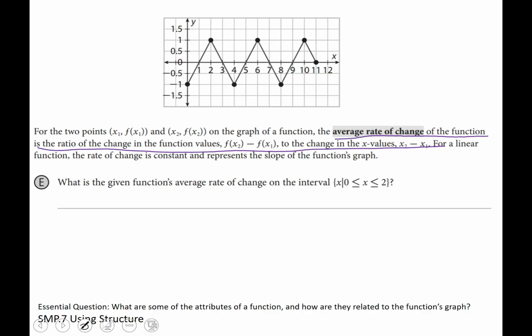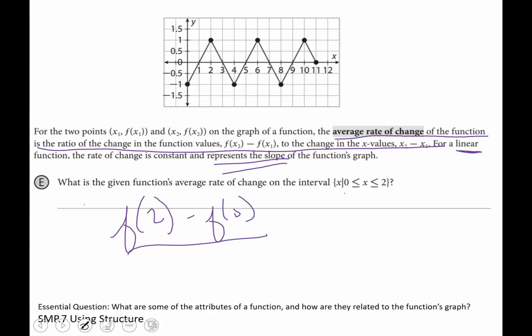For a linear function, the rate of change is a constant and represents the slope. So you might want to underline linear and represents the slope. So all we're really going to do is calculate the slope of a line here. So it wants us to find the given function's average rate of change on the interval from 0 to 2. So what I need to figure out is f of 2 minus f of 0 over 2 minus 0.